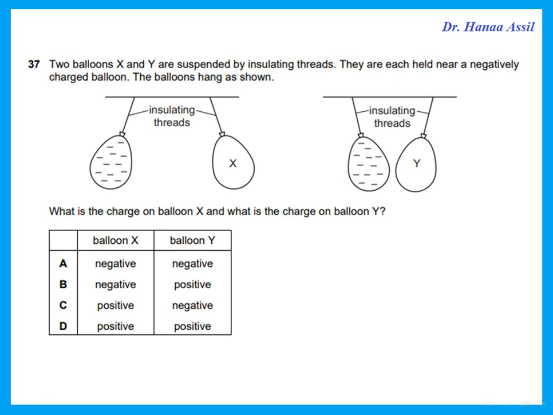Two balloons, X and Y, are suspended by insulating threads. They are each held near a negatively charged balloon. Again, I'm going to remind you, if the balloon has the same charge as negative, it will be repelled. If it is opposite charge, it will be attracted. So balloon X obviously is repelled. That means it is the same charge as negative, so it is negative. Balloon Y is attracted, that means it must be opposite, so it is a positively charged balloon.